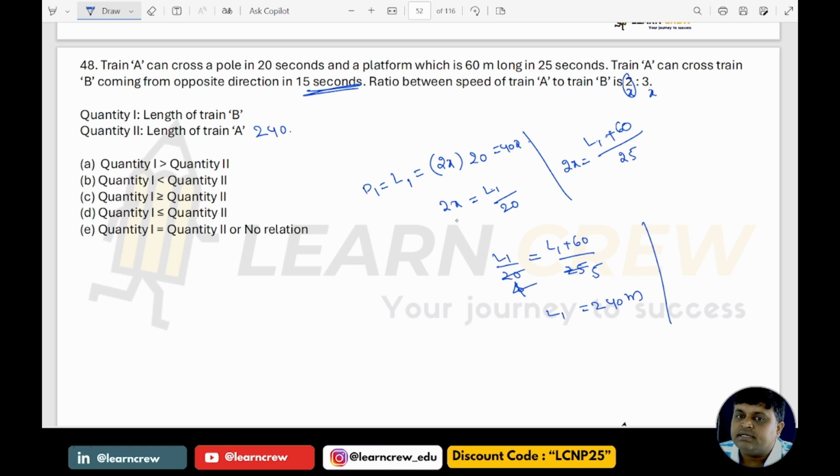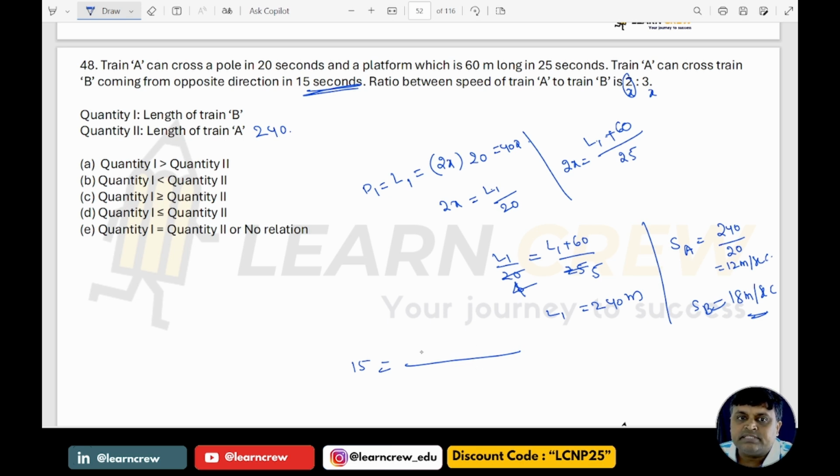So what is the speed of the first train? 240 divided by 20. This is 12 meters per second. Thereby, the speed of the second train, in the 2 is to 3 ratio, this is 2 parts, 3 parts would be 18. Now, it has taken 15 seconds for them to pass each other. Time is equal to distance by speed.